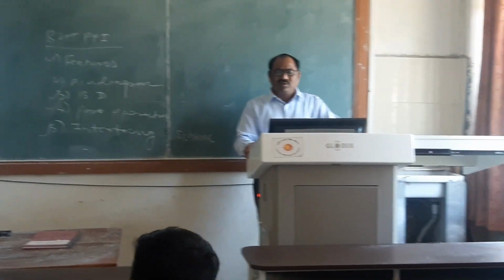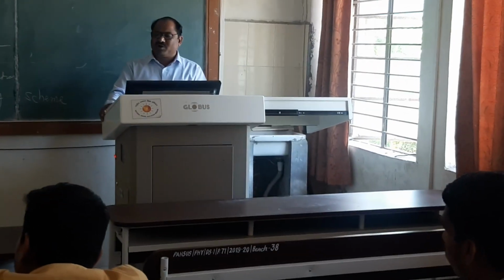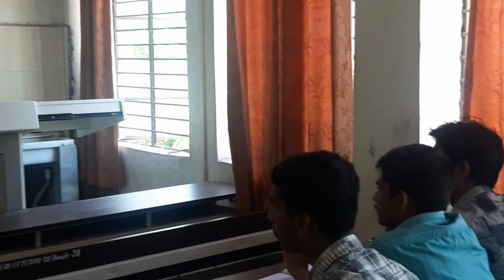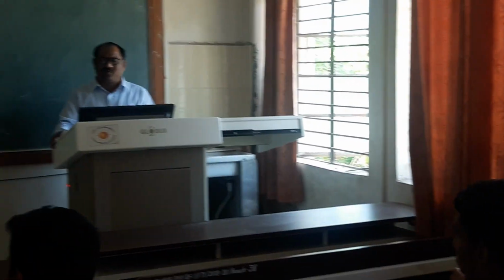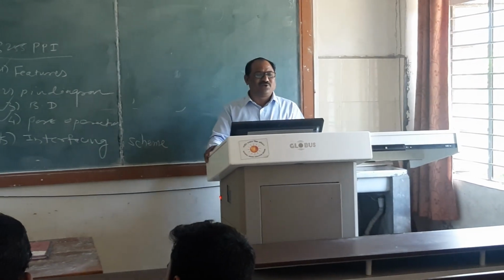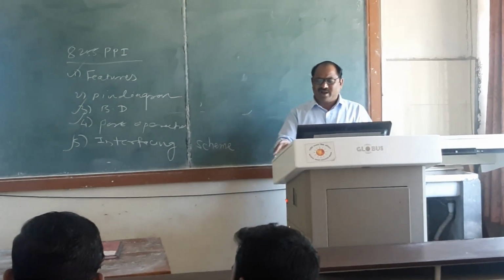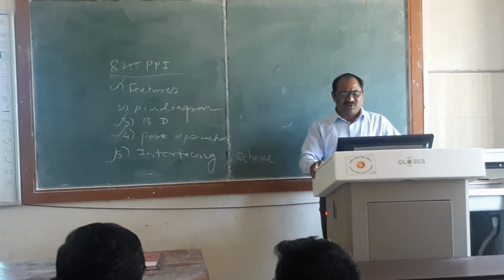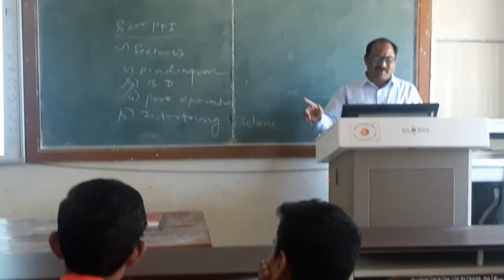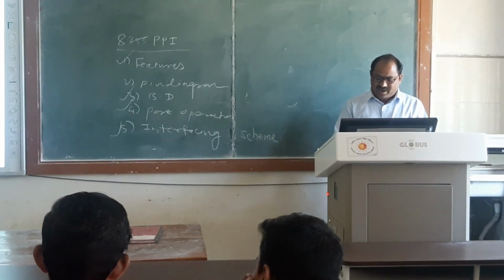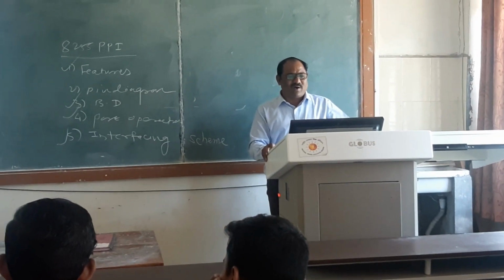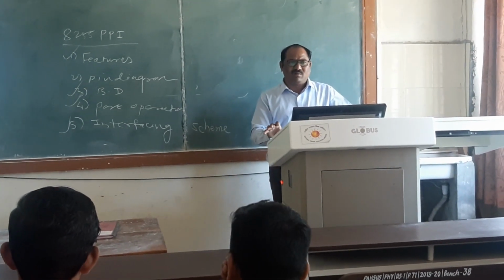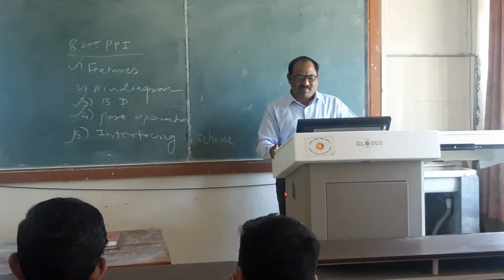Now, counter 0, counter 1, and counter 2. Each counter is 16 bit, it stores 16-bit information, and there are 2 inputs: clock 0, gate 0, and out 0 is the output. Like that, every counter has these 2 inputs and the output. So this is basically the block diagram of the 8254 or 8253, the programmable interval timer.